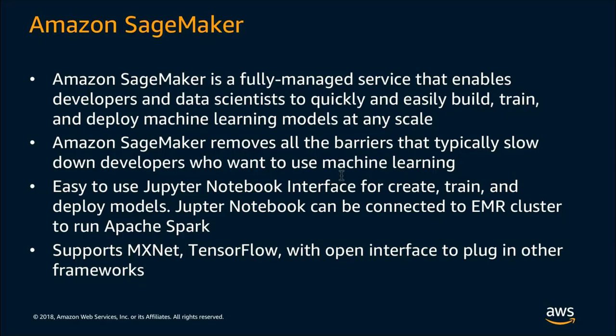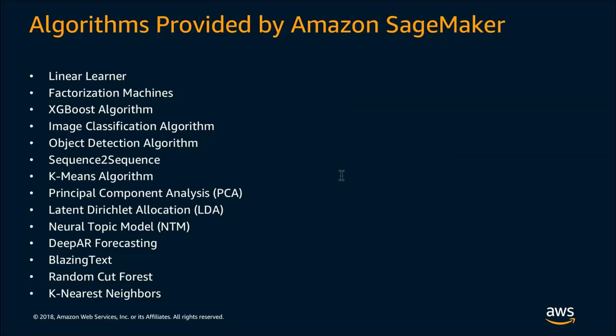Some more details about SageMaker here. SageMaker comes with an easy-to-use Jupyter interface for creating, training, and deploying models. It can also be configured to connect to an EMR cluster to run Spark workloads. SageMaker supports MXNet, TensorFlow, and it has an open interface to plug in other frameworks or custom algorithms as well. SageMaker has a good selection of built-in algorithms, and the list is growing.